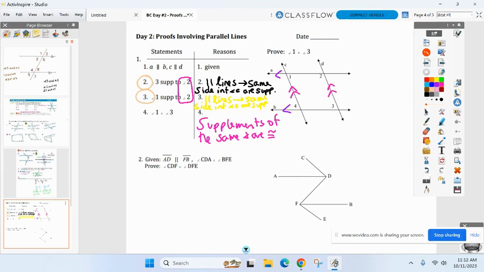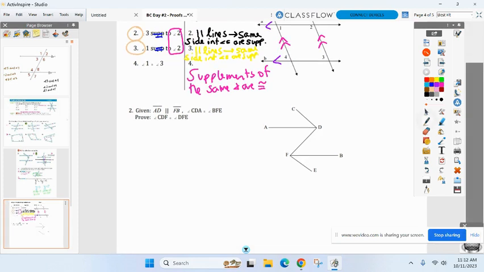Now, I cringed when automatically most groups said substitution. Let's clean that up. Substitution would work if I knew these were equal to each other. Substitution only works for equal quantities, not supplementary ones. Okay? All good? Questions? Okay, number 2. Now it's starting from scratch now.